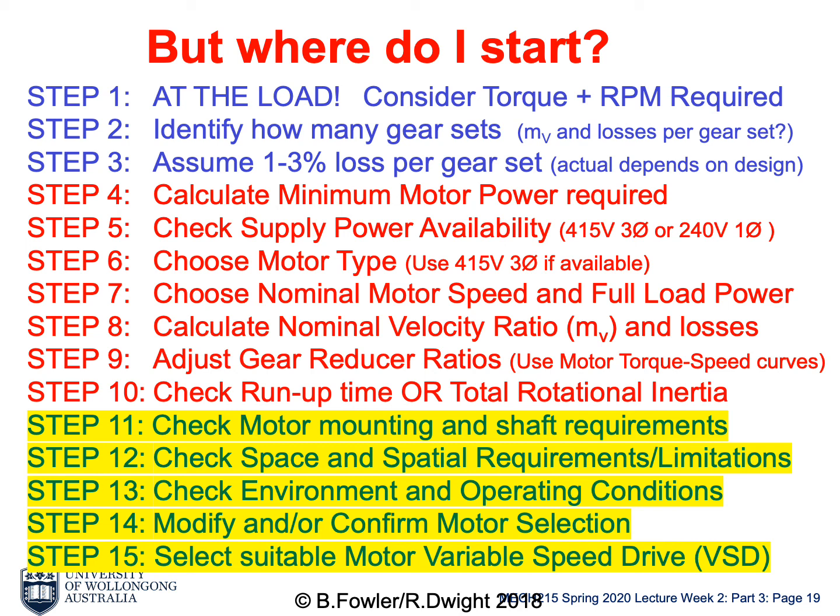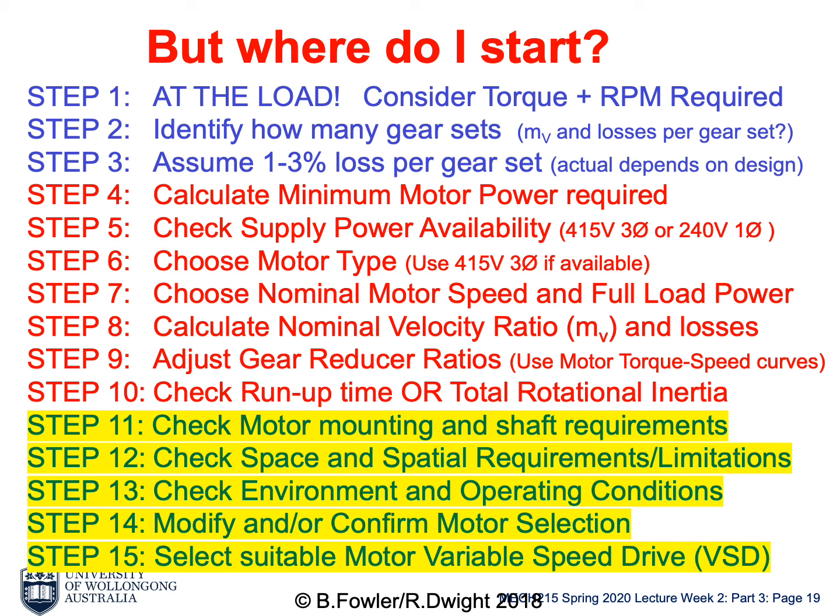And then you check what kind of power supply you have available. Do you have 3-phase? Do you have only single phase, or do you have a DC power supply? Based on that, you select your motor. So steps 4, 5, 6 are also given, straightforward. Then step 7 is to choose the minimum motor speed and full load power. That is where the actual serious calculation starts. Then you calculate the normal velocity ratio, the gear ratio.